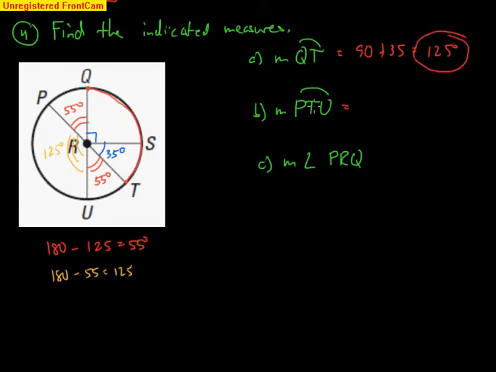QT is 125 degrees. PTU goes from here to T, and all the way to U. So it's this big major arc right here. Well, it's everything but this minor arc of 125. It's the entire circle, 360 minus that minor arc. That's going to be 235 degrees.